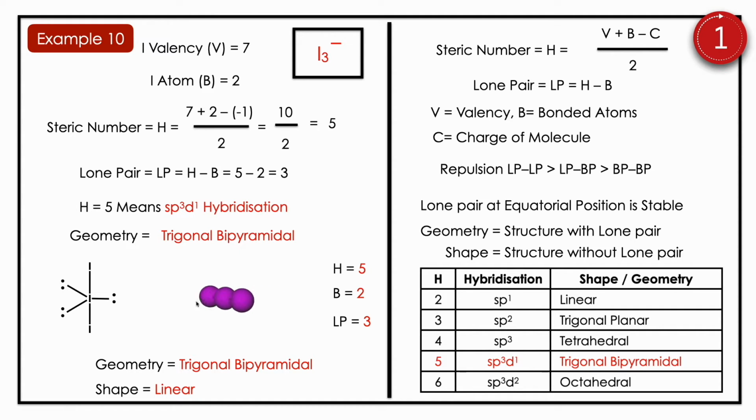So central metal atom iodine means 7. Bonded iodines are 2. So a minus charge is there. If you substitute in the H, 10 by 2 gives 5. Lone pair will be 5 minus 2 gives 3. Here 3 lone pairs are there, but H is 5. So sp3d hybridization means trigonal bipyramidal. So 3 lone pairs come in equatorial, which means you have a simple linear structure. Here lone pairs are more than the bonded atoms. So that's why it gets importance. So I3 minus is linear.